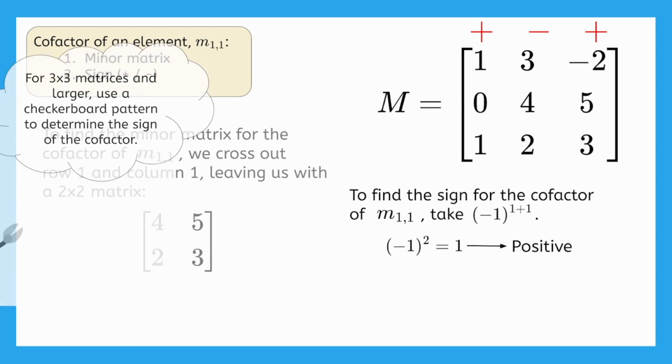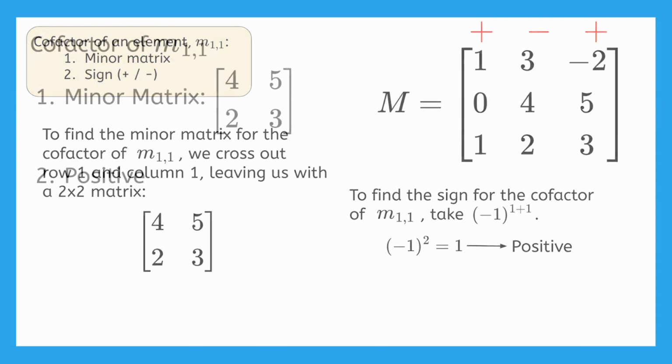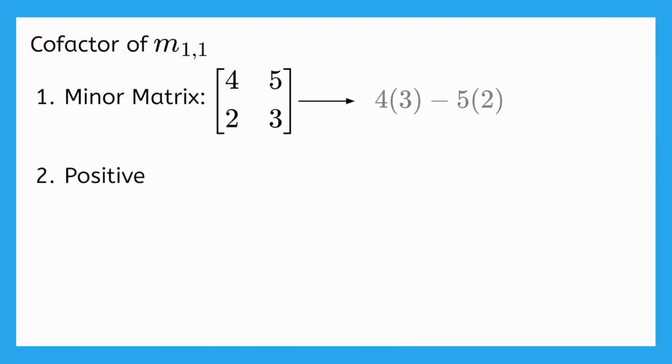Since we have both pieces of the cofactor of 1, we will calculate the determinant of its minor matrix using the same process we used for a 2 by 2 matrix. 4 times 3 minus 2 times 5, which is 12 minus 10, which equals 2. The sign of this cofactor is positive, so this stays positive 2.